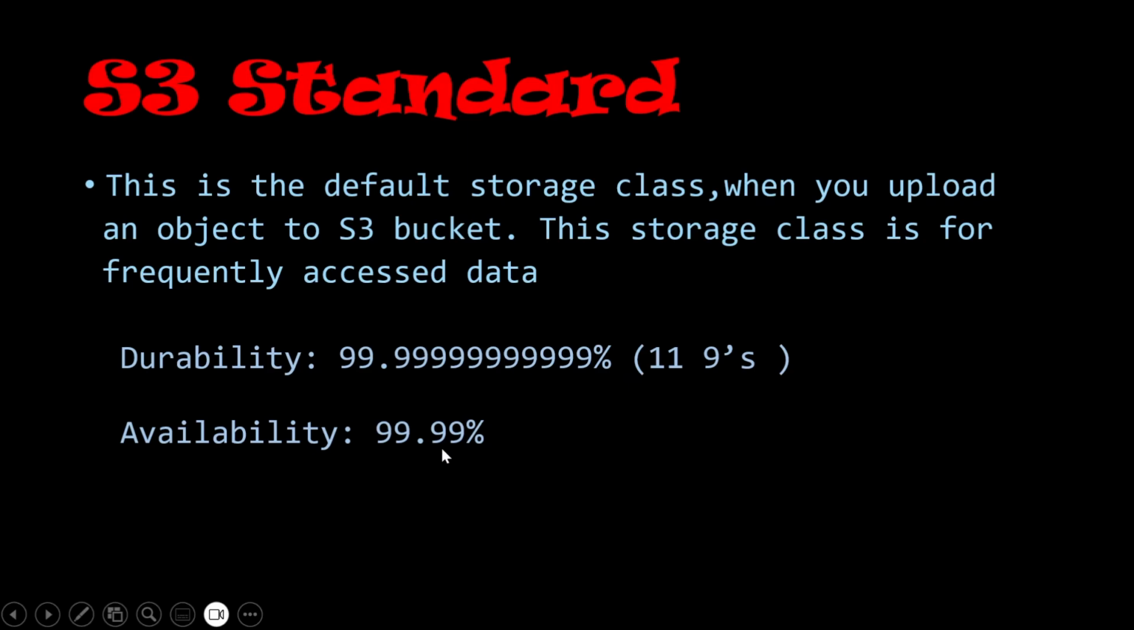And availability is 99.99%, which means objects stored in this storage class are unavailable for just 0.01% in a year. That means objects are unavailable for not more than 52 minutes per year. And that's what highly available means. How can this storage class achieve that much availability? Because data is stored in multiple availability zones. And retrieval time is within milliseconds.